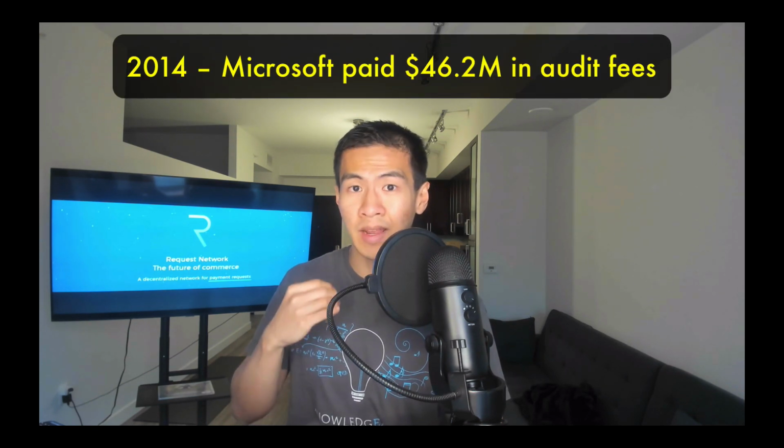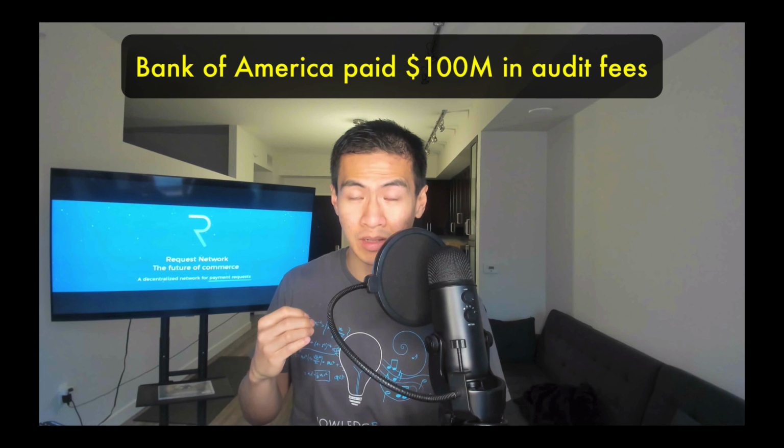Now, to give you an example of how big this industry is, in 2014, Microsoft paid $46.2 million in auditing fees to Deloitte, and Bank of America paid almost the same. Well, not almost, they paid $100 million. And in total, the 100 biggest companies in the US paid a total of $2.5 billion in audit fees.